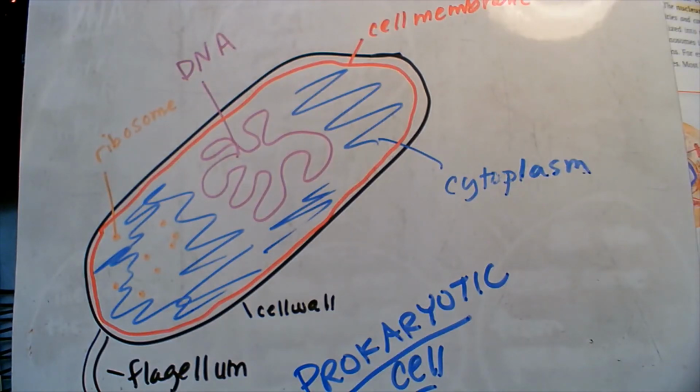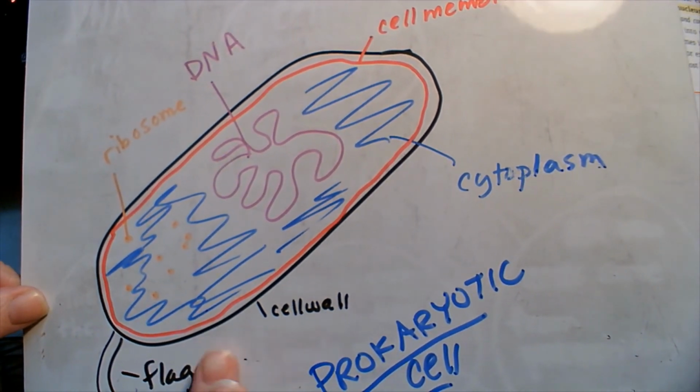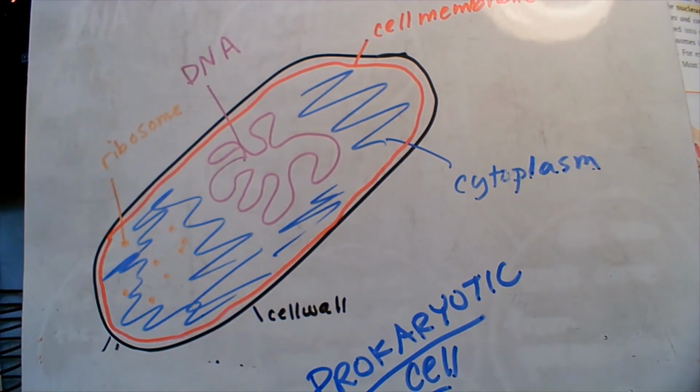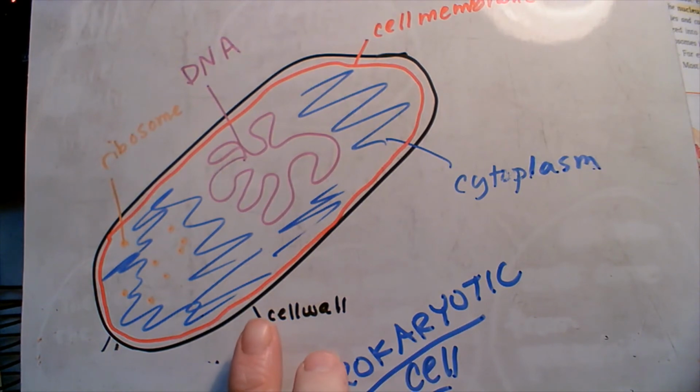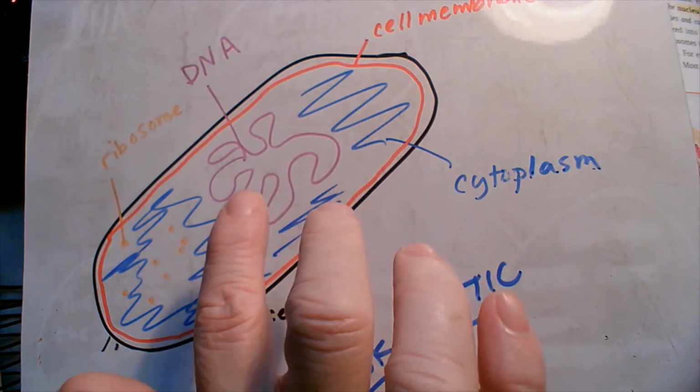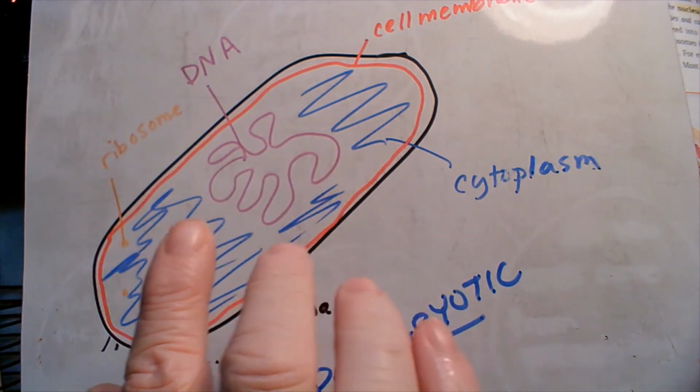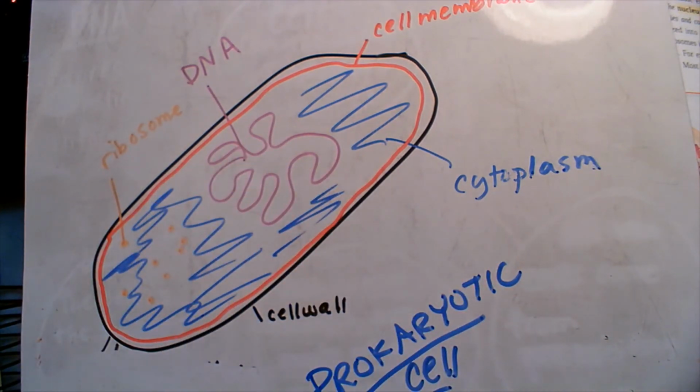All right, so a prokaryotic cell, again, here's my example. A prokaryotic cell might have a flagellum, or maybe it doesn't. Okay, sorry about that. So you can see the black is the cell wall. Inside of the cell wall is the cell membrane. The DNA is usually in some kind of circular formation in the middle of the cell. And then the only real organelles that you'll see is the ribosomes. And then you've got cytoplasm throughout.